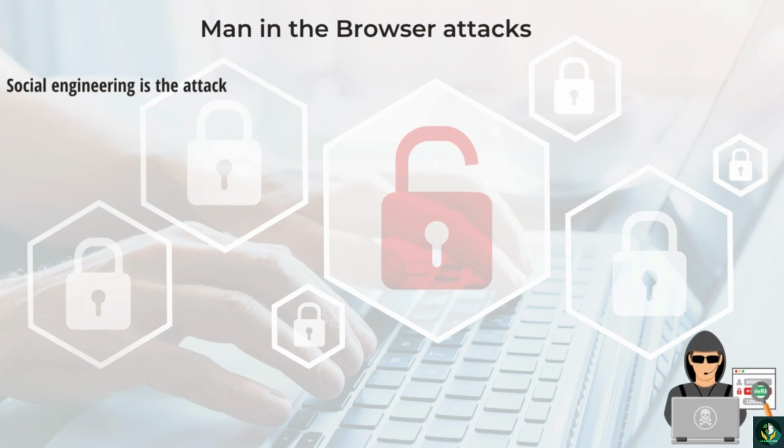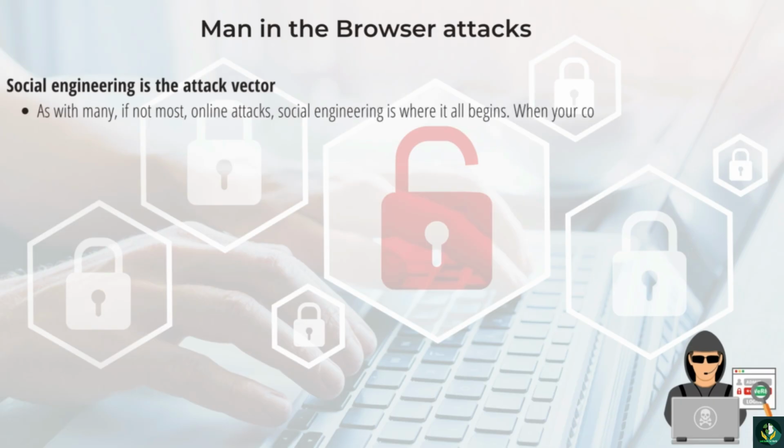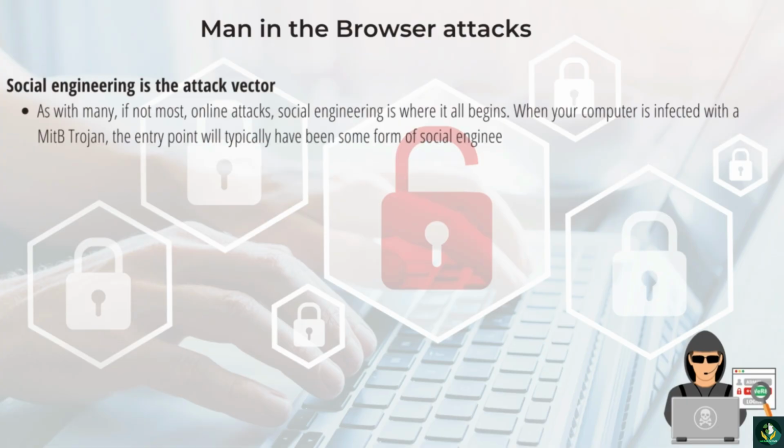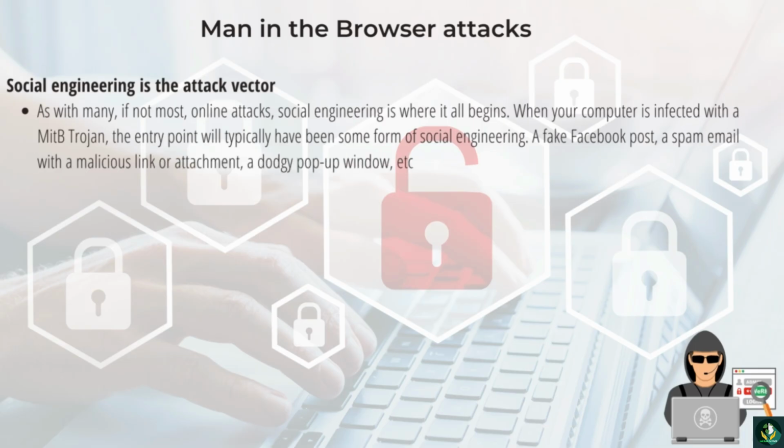Social engineering is the attack vector. As with many, if not most online attacks, social engineering is where it all begins. When your computer is infected with an MITB Trojan, the entry point will typically have some form of social engineering, a fake Facebook post, a spam email with a malicious link or attachment, a dodgy pop-up window, etc.